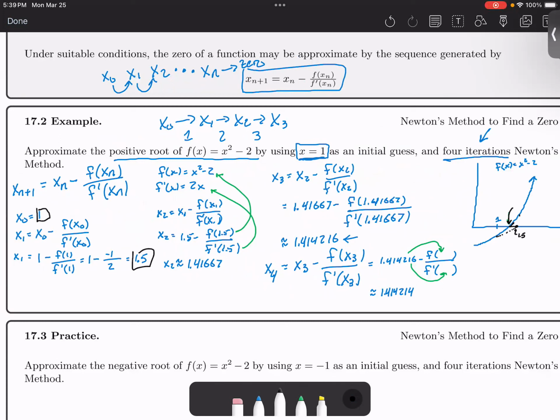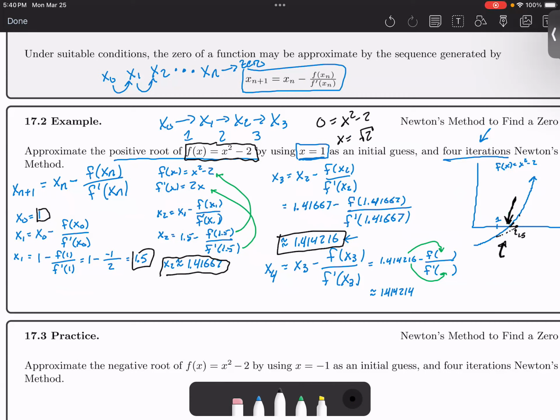Notice as we keep doing this, our first change moved us from 1 to 1.5. So it moved us quite a bit. But then we moved from 1.5 to 1.4167, and then 1.4167 to 1.414216. So we're starting to zoom in on this 0 right here. In fact, you can think of this as estimating the 0 of this function. And the 0 of this function comes from x being the square root of 2, at least the positive one is.